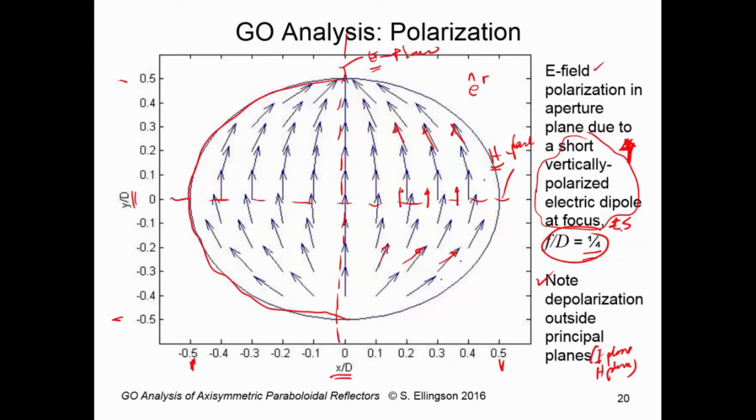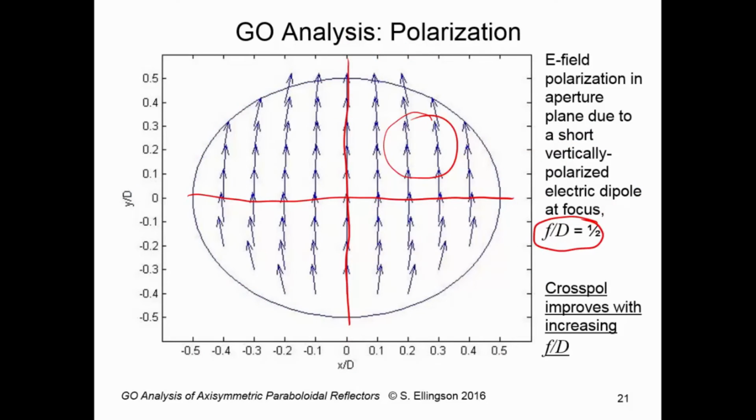So just to compare here, here's f over d equals 1/4, 1/2, 1/4, 1/2. So what we note is that cross pol improves with increasing f over d. Making f over d larger makes the cross pol better. Of course, the downside of increasing f over d is going to be over-illuminating the dish, as we've discussed in a previous lecture. So there's yet another dimension to the trade-off in reflector system design. You can improve cross pol by increasing f over d, but that also increases the amount of wasted power that spills past the reflector.